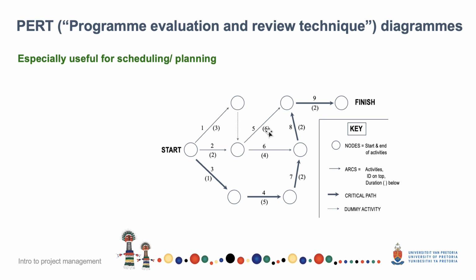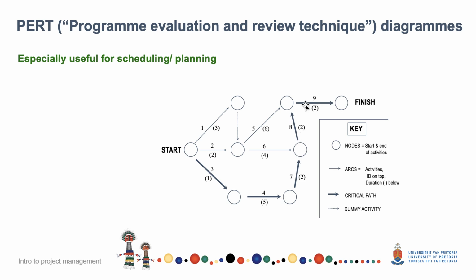The number in brackets underneath tells you the number of working days of each of those activities. So this arrow over here represents activity number 7, and we think it's going to take 2 working days. These arrows are known as arcs. The little circles are points where activities start or finish, and they're called nodes.